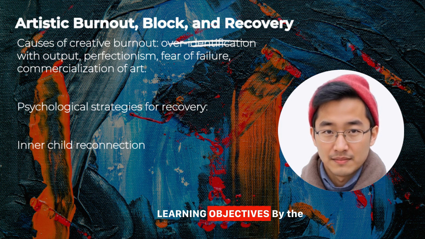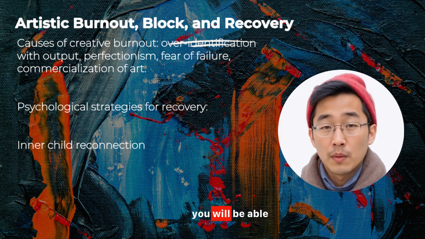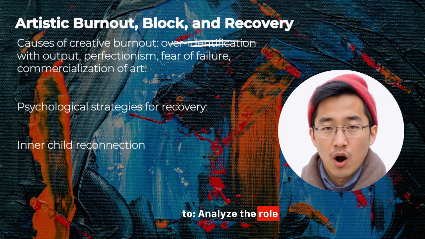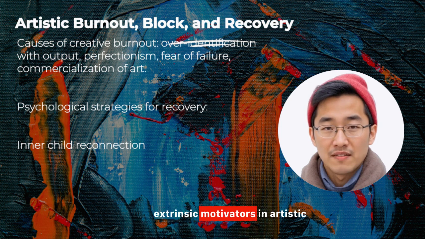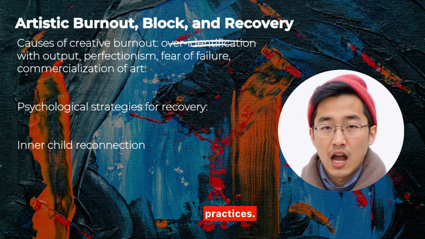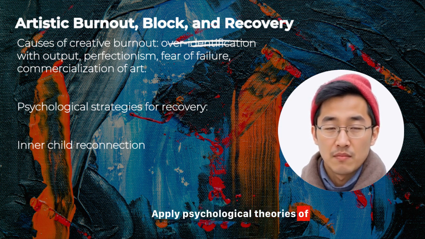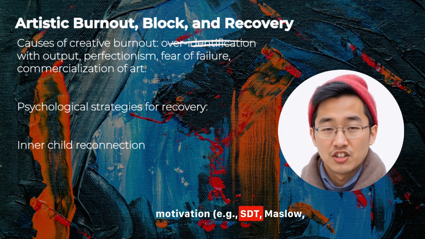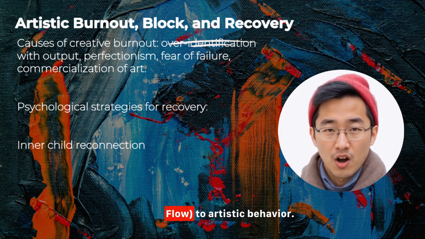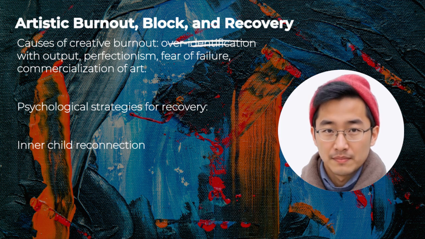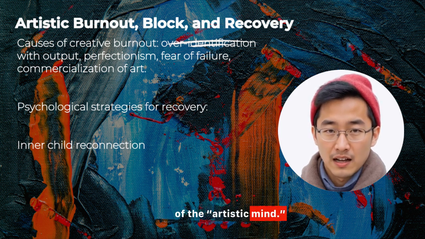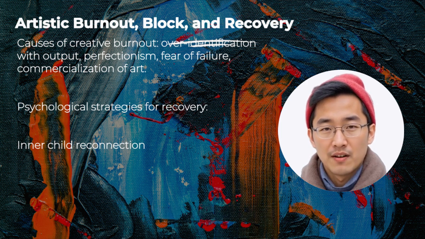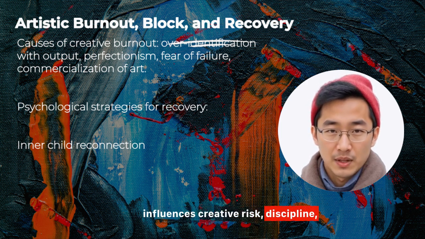Learning objectives. By the end of this module, you will be able to analyze the role of key personality traits in creative expression, distinguish between intrinsic and extrinsic motivators in artistic practices, apply psychological theories of motivation, e.g., self-determination theory, Maslow, flow, to artistic behavior. Understand the psychological architecture of the artistic mind. Assess how personal temperament influences creative risk, discipline, and style.